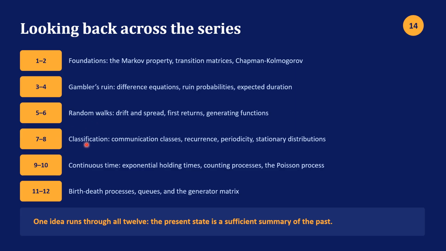Then there was a classification of communication classes, recurrence and periodicity, and stationary distributions. We're still looking at the discrete time Markov chains, and that was in lessons 7 and 8. Then in lessons 9 and 10, we started talking about continuous time, exponential holding times, counting processes, and then the Poisson process. And then on 11, we talked about birth and death processes and queues. And in this lesson, we talked about the generator matrix Q.